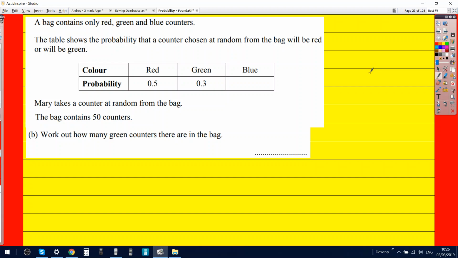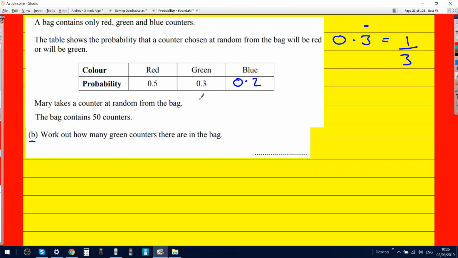Okay, this one. So we previously filled this one in, and now we're doing part B. Work out how many green counters are in the bag, and there are 50. So would you have to try and get 0.3 into a fraction? Isn't it 1 over 3 as a fraction? No, that's 0.3 recurring. Oh, okay. I'm not sure. I thought 0.3, not recurring, was a fraction of 1/3.